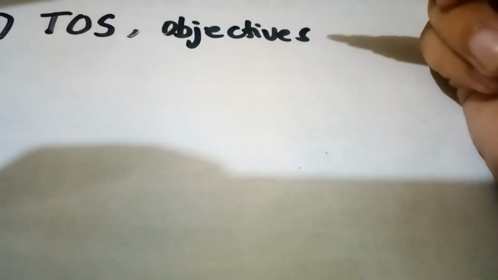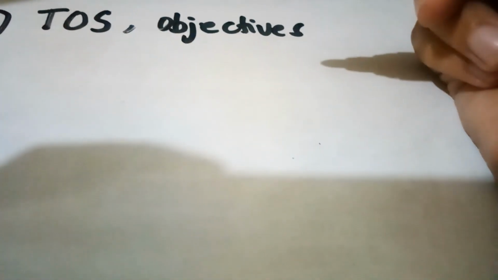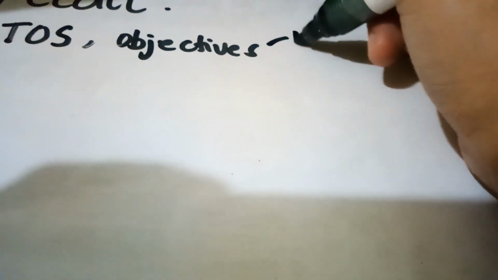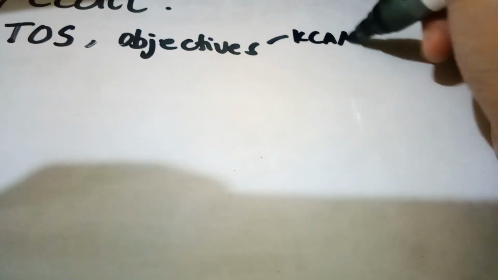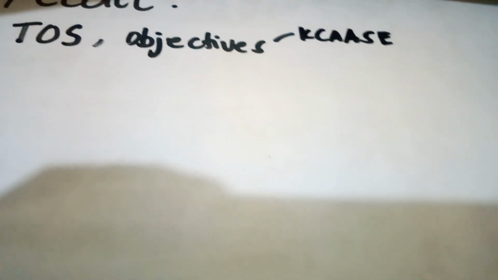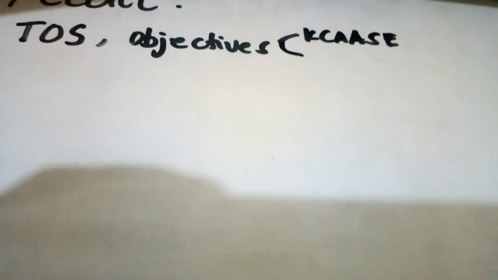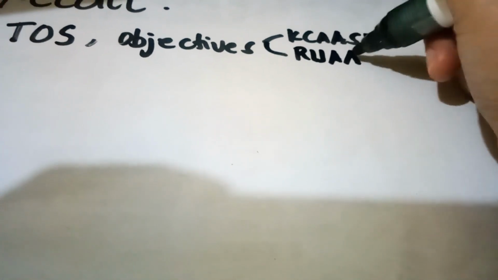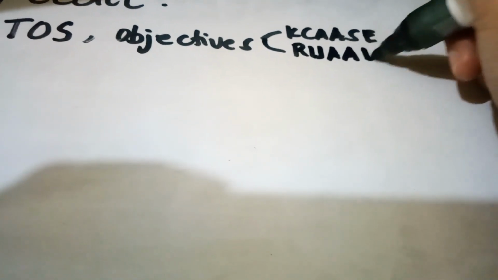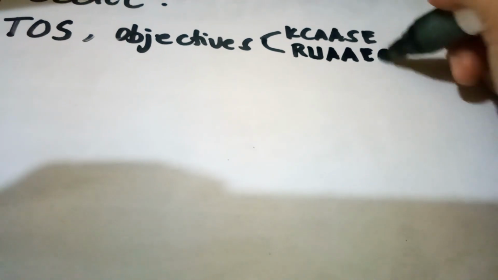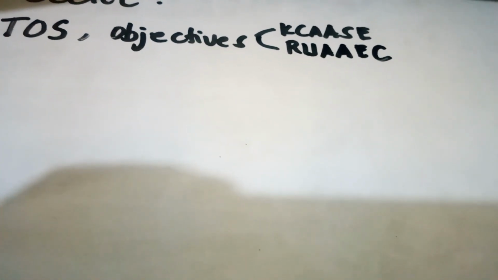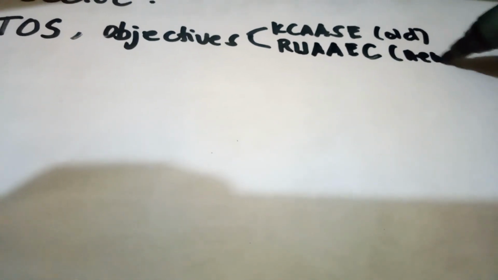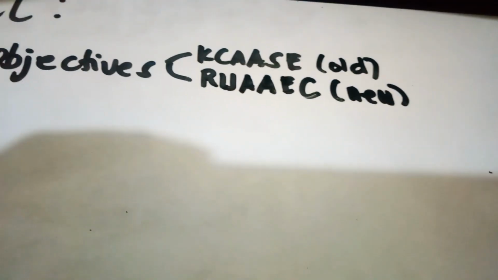So, either you can use the old version or the new version. For the old version, we have Kika-ase, para mas madali ninyong ma-memorize. And for the new version, we have remembering, understanding, applying, analyzing, evaluating, and creating. So this one is the old version, and this one is the new or revised version.